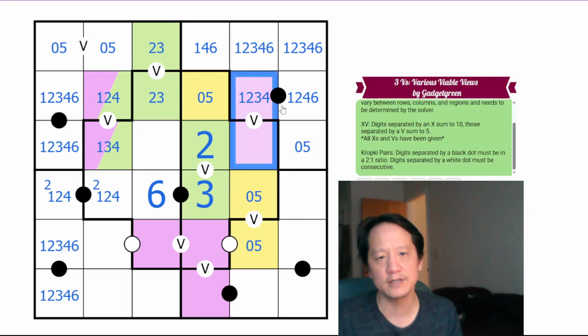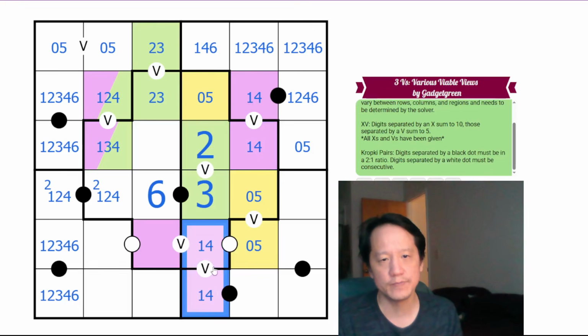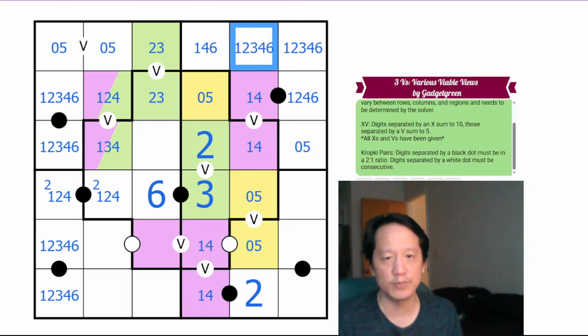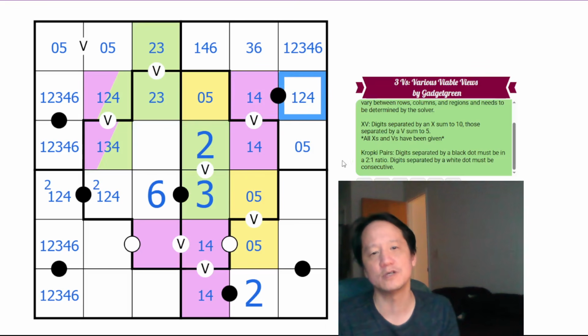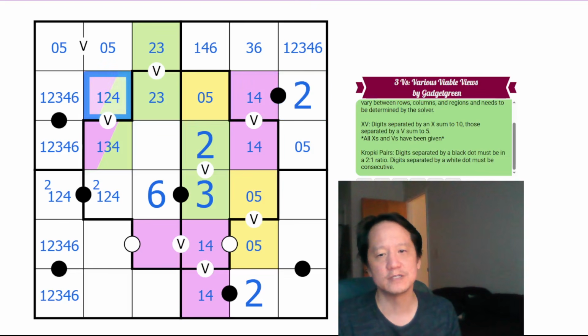The pink has to be 1, 4 as a pair. So these are 1 and 4. And that was the only digits consecutive with 5. 1 and 4 are only in a 1 to 2 ratio with 2. So this can't be 1, 2, or 4. This is 3 or 6. This can no longer be 3 and 6 as a pair in a 1 to 2 ratio. 1 and 4 is only in a 1 to 2 ratio with 2, which means this can't be 2.